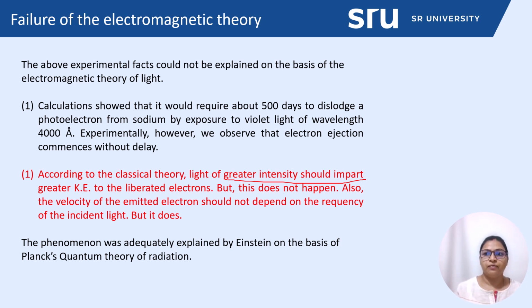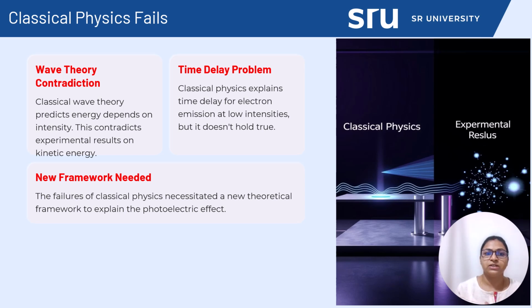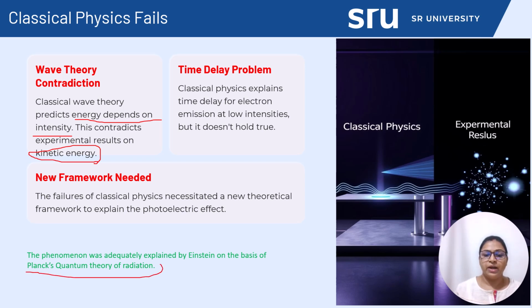So in short, what fails in classical physics? The classical wave theory contradiction: classical wave theory predicts the energy depends on the intensity. This directly contradicts the experimental results on kinetic energy in particular. And the time delay problem: classical theory says there is a time delay in electron emission at low intensity, but it does not hold true. Because of this failure of classical physics, a new framework is needed to explain the photoelectric effect. Planck's quantum theory of radiation explained the photoelectric effect very nicely.